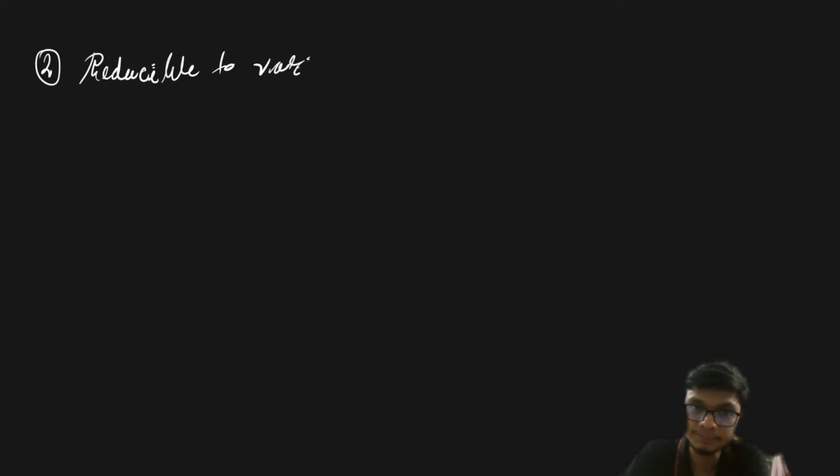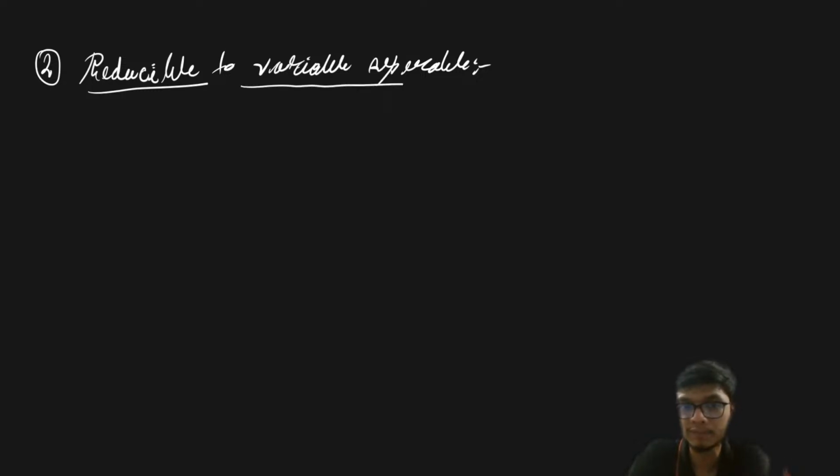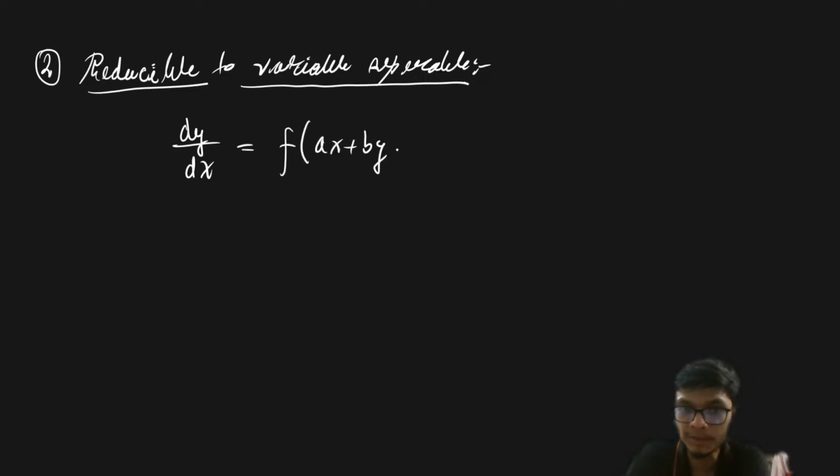So if we have a form of differential equation which is reducible to variable separable, what is that form looking like? Let us say I have an equation dy by dx is equal to some function of ax plus by plus c. I can approach this kind of form by reducing it to the variable separable form. So how will I do that?